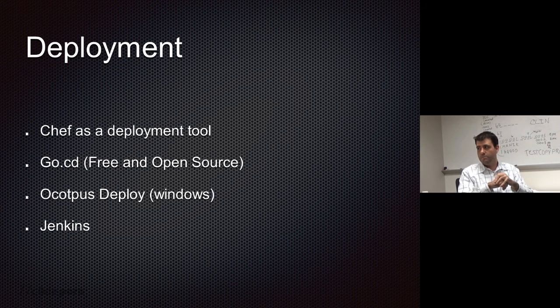Jenkins is one of the ones that a lot of open source shops use. You can create deployment pipelines with it through a series of plugins. There's tons of plugins for Jenkins. It's a great tool for that, and it can be used for CI and deployment.